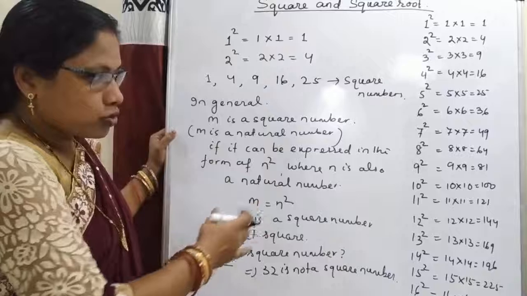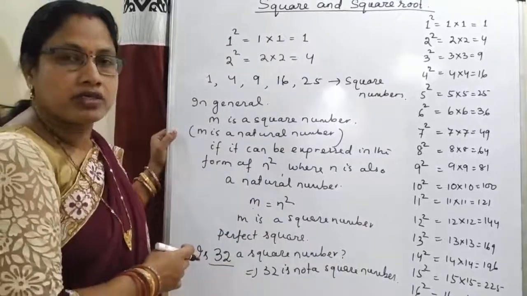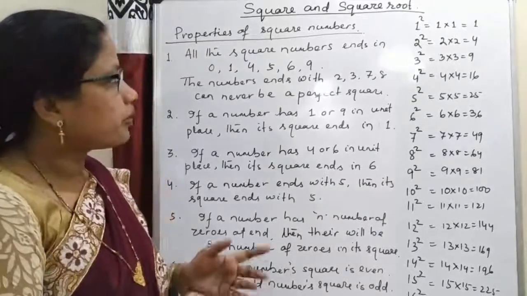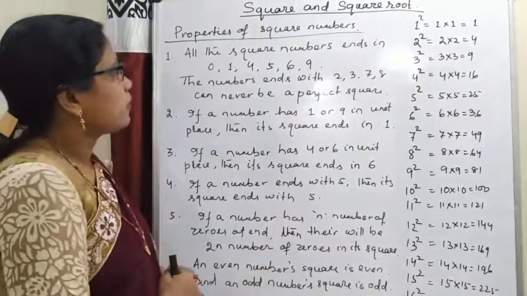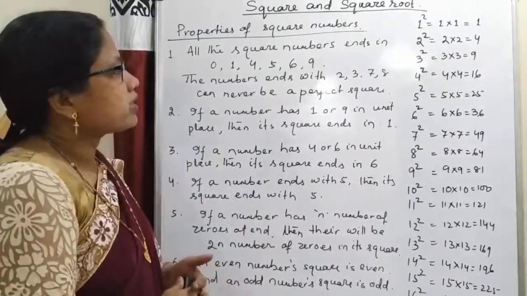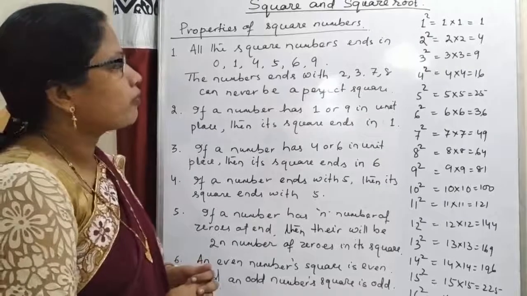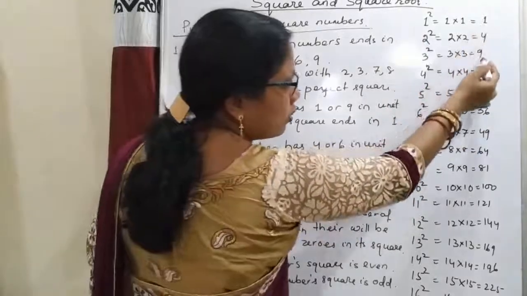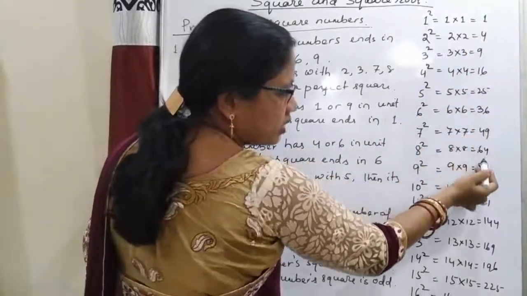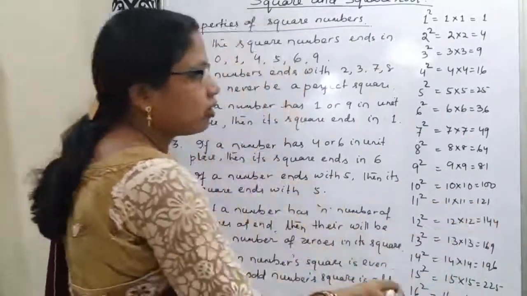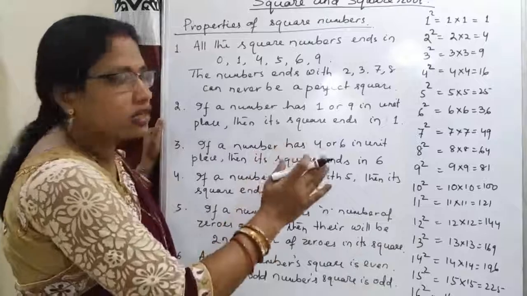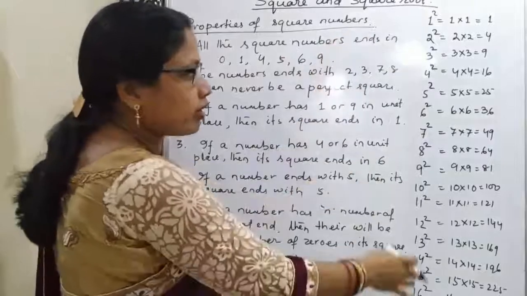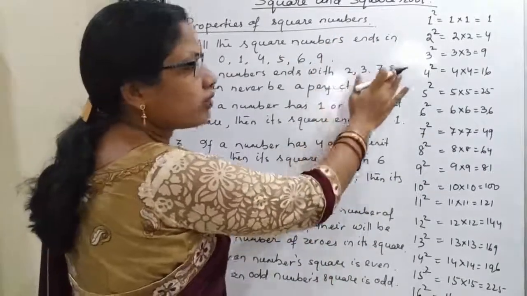So square numbers have some properties also. Let us discuss some properties of square numbers. First property: all square numbers end in 0, 1, 4, 5, 6 or 9. Look at the square numbers 1, 4, 9, 16, 25, 36, 49, 64, 81, 100. All the square numbers end with either 0, 1, 4, 5, 6 or 9. No square numbers end with 2, 3, 7 or 8.